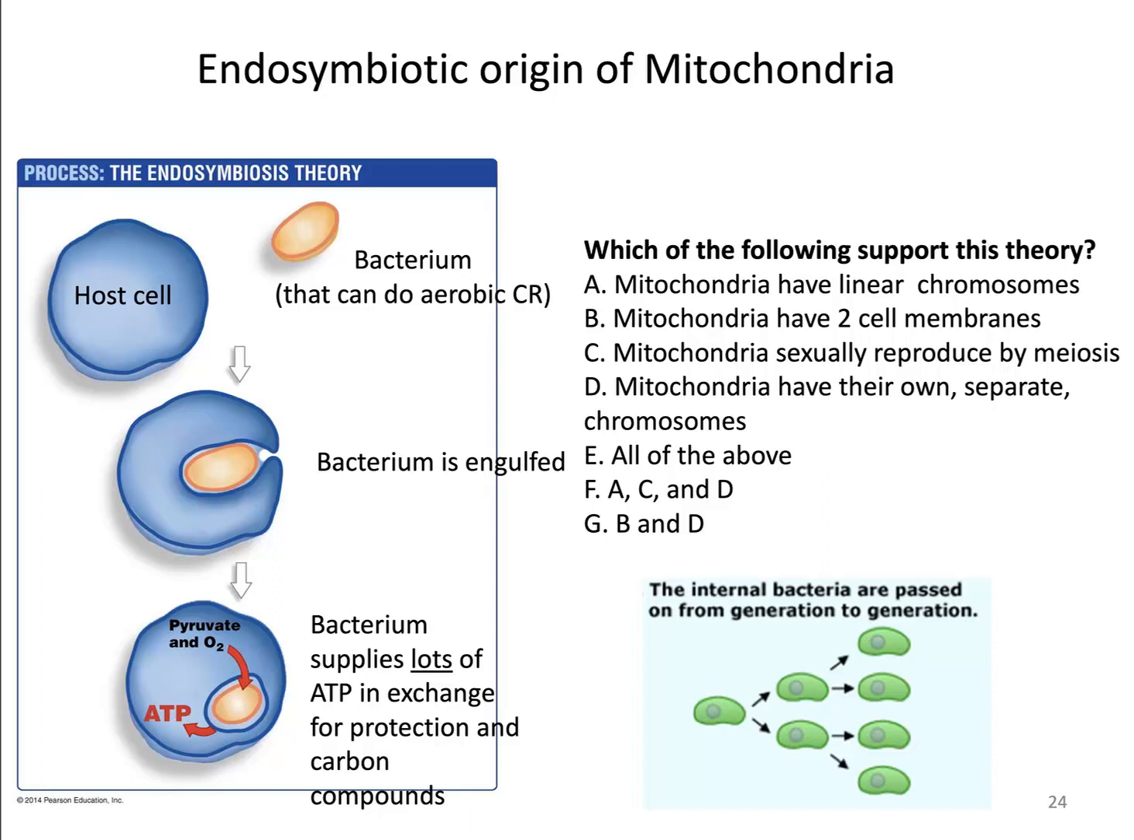Okay, so given all of these pieces of evidence, which of the following support the theory of endosymbiosis? If you said B and D, you are correct. So remember, mitochondria have circular chromosomes just like prokaryotes and just like the theory of endosymbiosis would predict. If mitochondria came from a bacterium, they should also have circular chromosomes. Mitochondria have two cell membranes, so you see the sort of pinching off of the two cell membranes. You see that here as well. Mitochondria sexually reproduce by meiosis? No, that is a process that's unique to eukaryotes, so we should see mitochondria, if they did come from prokaryotes or a bacterium, reproduce by binary fission, which is exactly what we see, and they do have their own separate chromosomes. And so B and D are the two correct answers that support this theory.